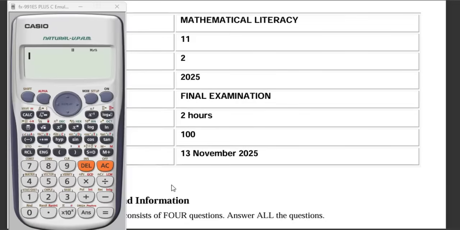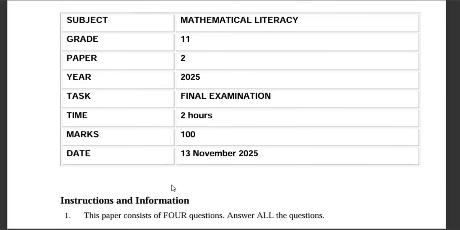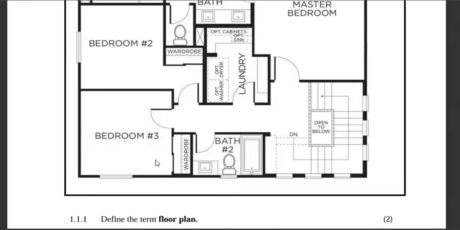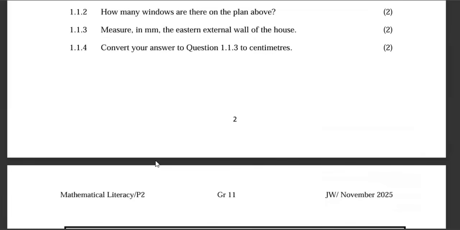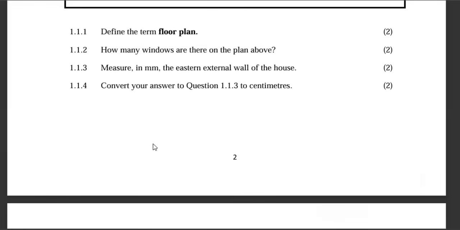All right, grade 11 says, let's look at the possible answers to paper 2, mathematical literacy, 2025. Okay, here we have the paper there, and we shall go straight to the questions. Okay, question number 1. Define the term floor plan.